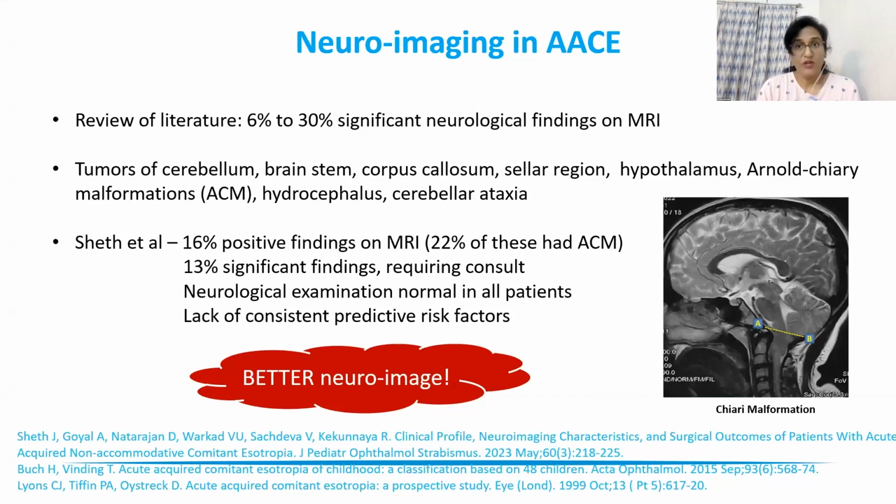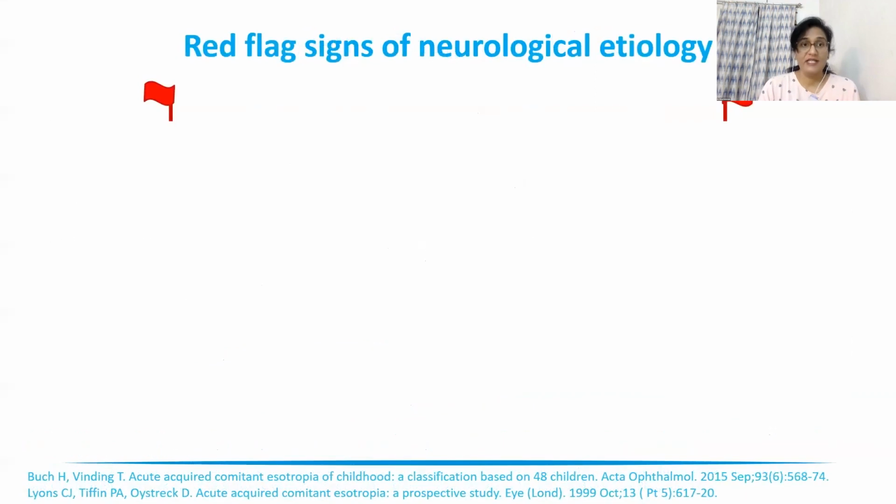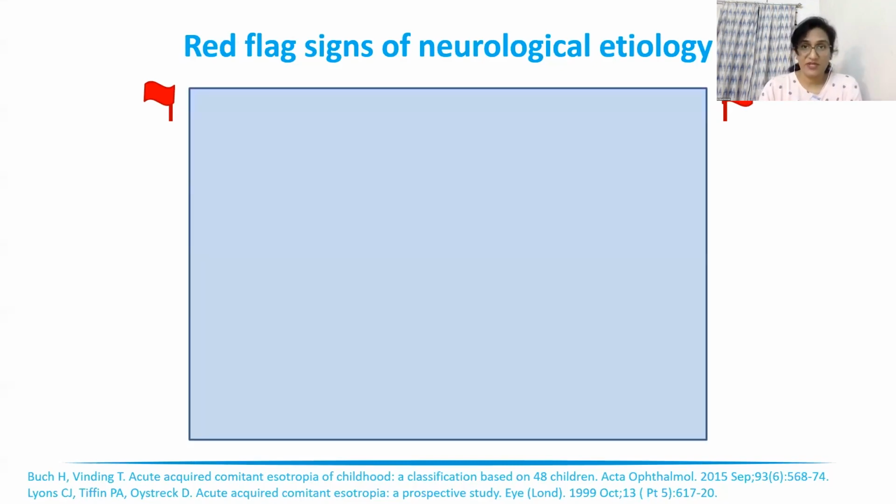The numbers overall may be very less. But again, if it is a serious condition and if it is missed, then it cannot be excused. So till we know more about clear risk factors that can tell us about a condition as being neurological type, it is always better to be on the safer side. Having said that, there are certain red flag clinical signs that can point to this being a neurological condition. And there are many studies that corroborate these.